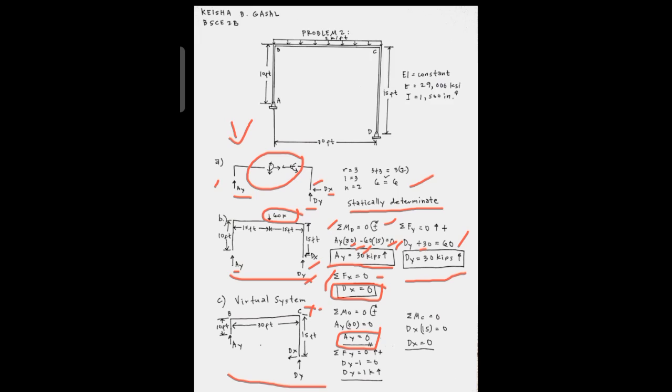So here, for our vertical forces, summation of forces along Y is equal to 0, upward positive. So DY minus 1 is equal to 0. So our DY here is equal to 1 kip in upward direction. So for summation of moments at C is equal to 0, DX times 15, our assumed distance, is equal to 0. So our DX here is 0.